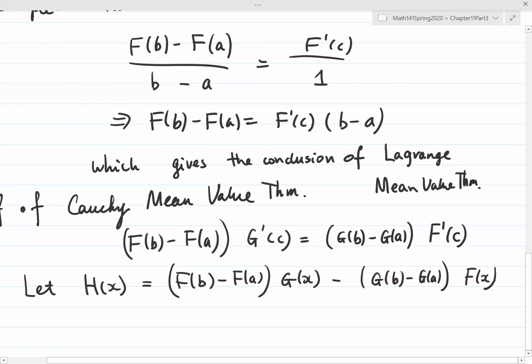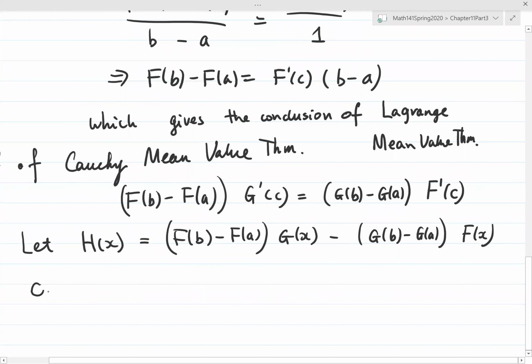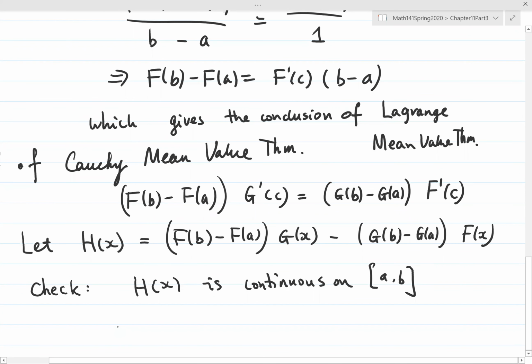Okay. So the derivative for next check: H(x) is continuous on [a, b]. It's very easy. It's a linear combination of g(x) and capital F(x). They are continuous, and their linear combination is again continuous.